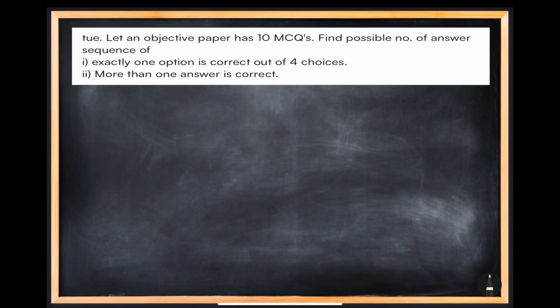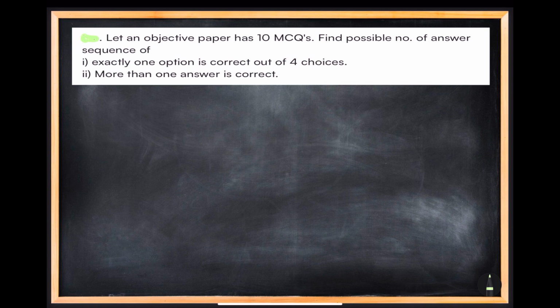Okay, so we got this situation. Question: let an objective paper have 10 MCQs, meaning multi-correct options. Find the number of answer sequences if exactly one option is correct out of 4 choices. Okay, so look at this.